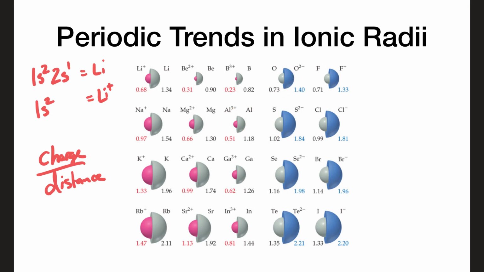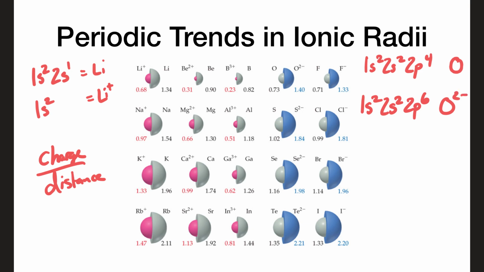But now let's look at oxygen versus the oxygen ion. So 1s2, 2s2, 2p4, and that's oxygen. 1s2, 2s2, 2p6, that's O2 minus. Well, what happened? Did we change protons? No. Did we change energy level, number of occupied energy levels? No. So why did the radius of the oxide ion become so much larger?